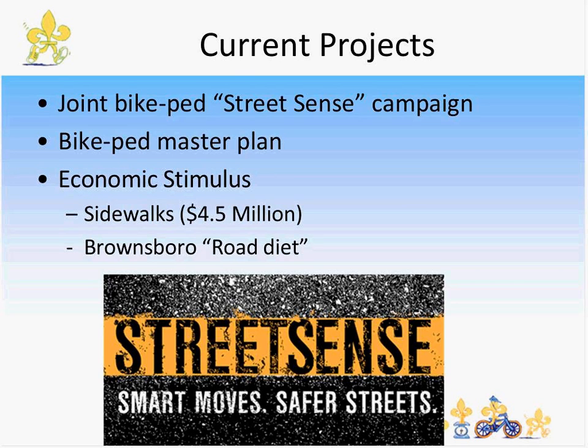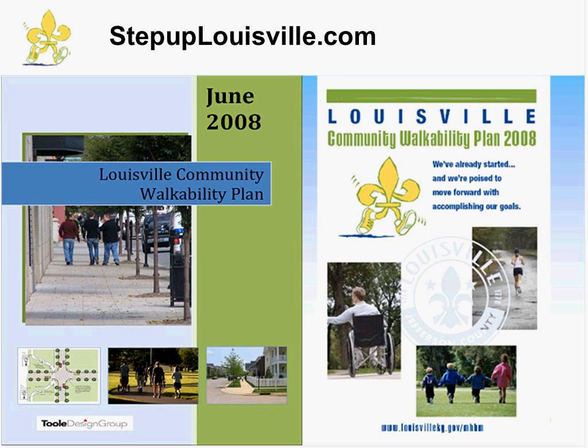Other programs like the Brownsboro Road Diet, where the road narrows to increase walkability. It's a neighborhood that has very high volume, fast-moving traffic right through it, and there's a blind school there. So the objective is to narrow the road and put a sidewalk in on one side so that there's better pedestrian access there.